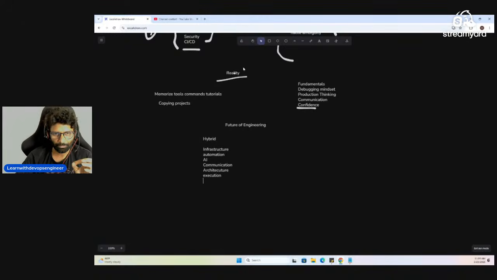One more important point I did not mention here: stop thinking about tools. This is very, very important. Tool based engineering will be less valuable. This particular tool based engineering would be very, very less valuable in the coming days.